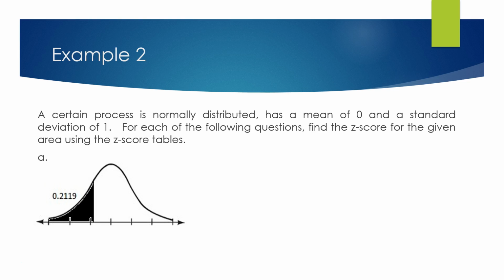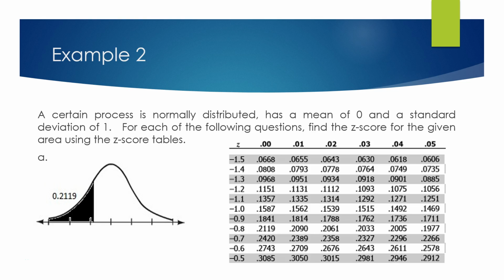So the first one gives us a shaded area and tells us the size is 0.2119. So what you do is in the statistical tables, you want to find, so this is definitely a negative z-score. So you're going to go to the side that has the negative z-scores here. So inside the table here, I'm going to look until I find 0.2119, which is right here. And from this, we are going to construct the z-score.